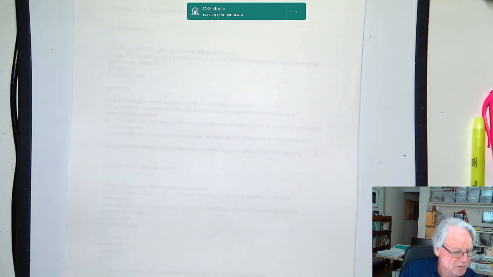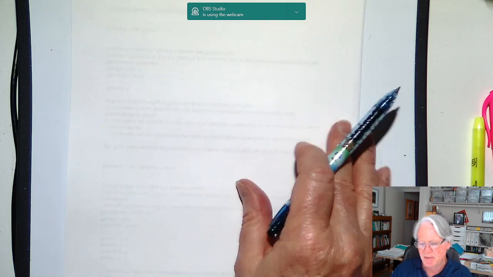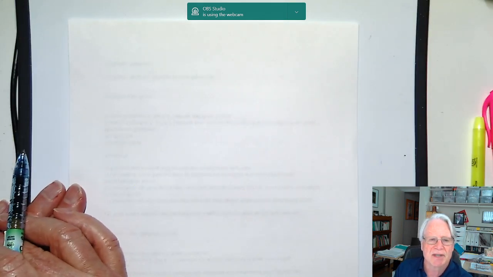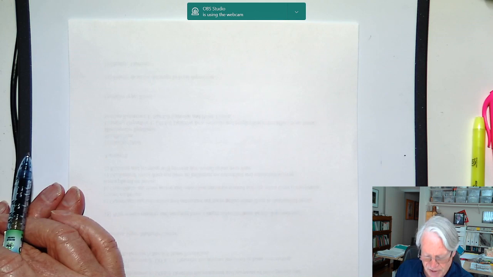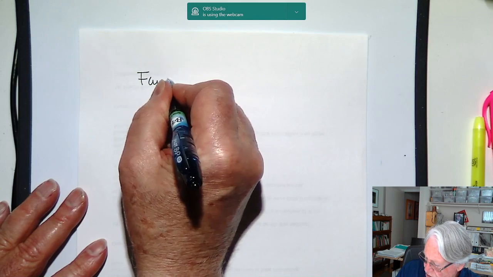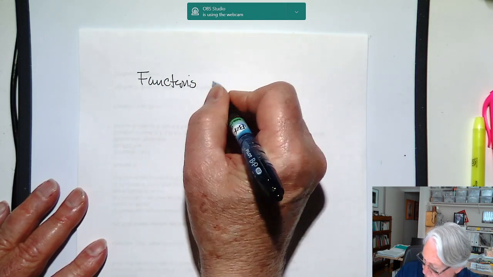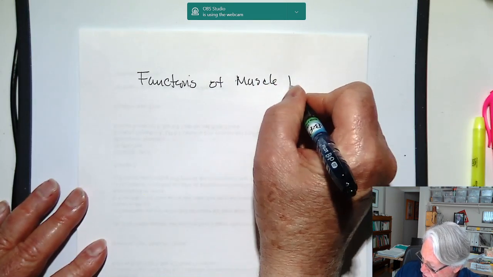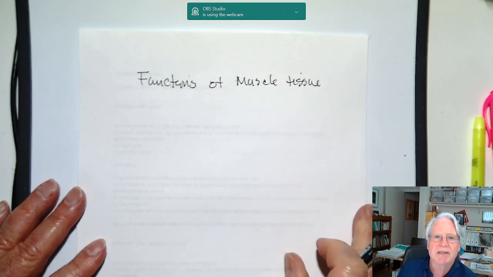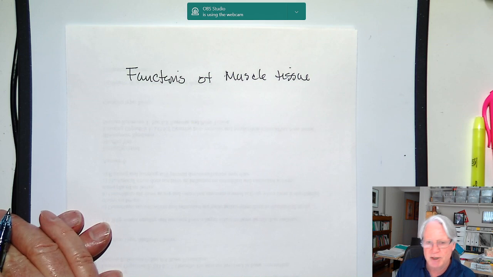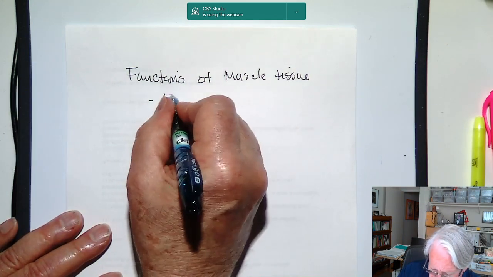All right, so that's a very quick overview of the three different types of muscle tissue. We're going to talk about the functions of muscle tissue, and then we're going to focus for the rest of this time in this chapter on skeletal muscle and leave the other behind. So let's talk about functions of muscle tissue. What is the purpose of this tissue in our body? How does it help us maintain homeostasis? And as we'll see, there are 5 main functions.